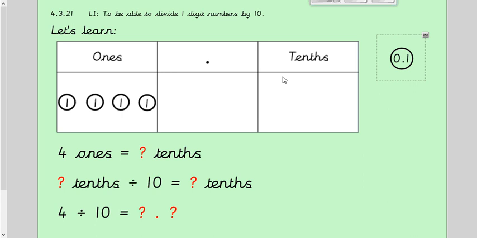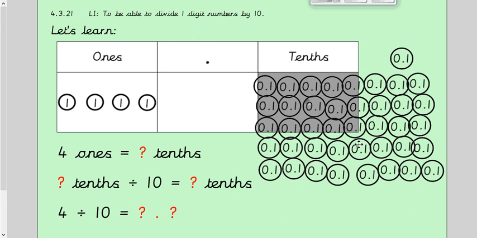So if we have 4 ones, so we have 1, 2, 3, 4, how many tenths would that be equal to? So if we have 4 ones and we exchange them for tenths, how many tenths would there be? Think about how many tenths make up one whole. So then how many tenths would make up 4 one wholes? So it'd actually be 40. So I'm going to try and get 40 of these in there. I'll pause the video and then I'll come back to you to show you the next step.